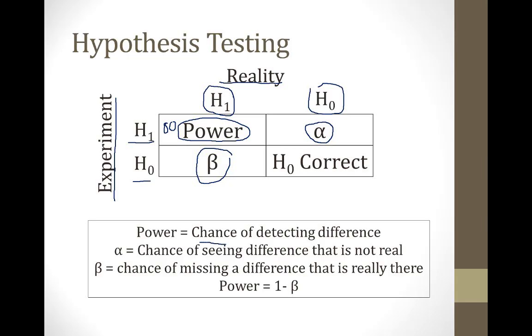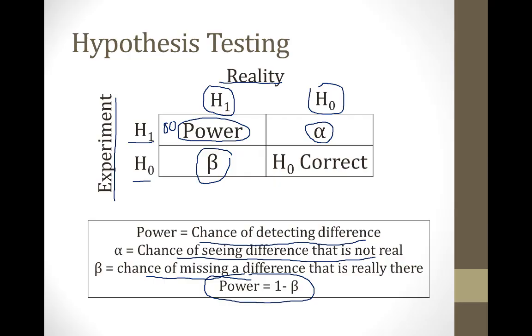So the power is the chance of detecting a true difference that exists. Alpha is the chance of seeing a difference that is not real. And beta is the chance of missing a difference that really is there. And one thing you should know is that the power is always equal to 1 minus the chance of a beta error. Now, you can memorize this if you wish, but just think about it realistically.